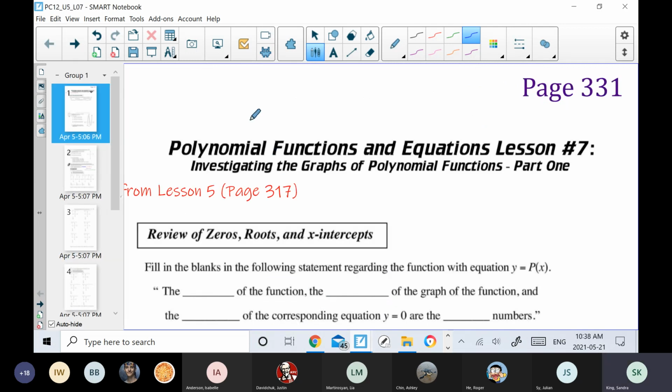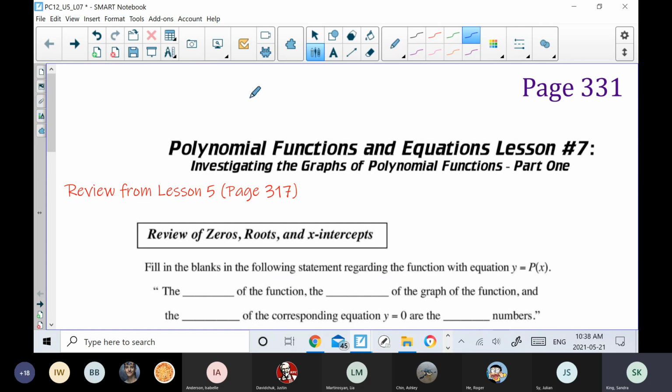So lesson 7 is on page 331 of your workbook. And what's happening with lesson 7? So we're done all of the factoring in polynomials, and now we're moving on to graphing. So lessons 7, 8, 9, and 10, these last 4 lessons are all on graphing.